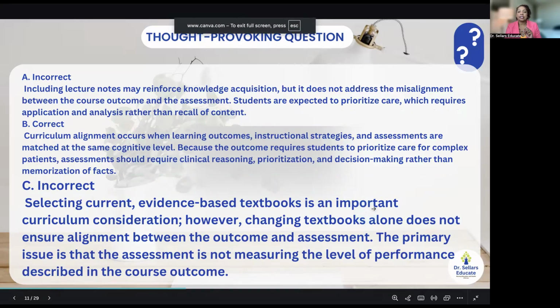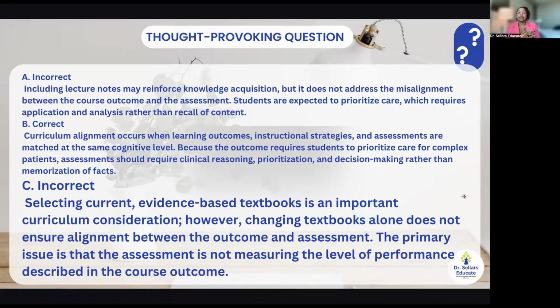And then last, C is incorrect because selecting current evidence-based textbooks, while it is an important part of curriculum consideration when we think about revisions we want to make, however, change in textbooks alone is not going to ensure there's alignment between our learners' outcomes that we want them to have and the actual assessment. How are we validating that learning has happened? The primary issue is that the assessment is not measuring at the proper level.